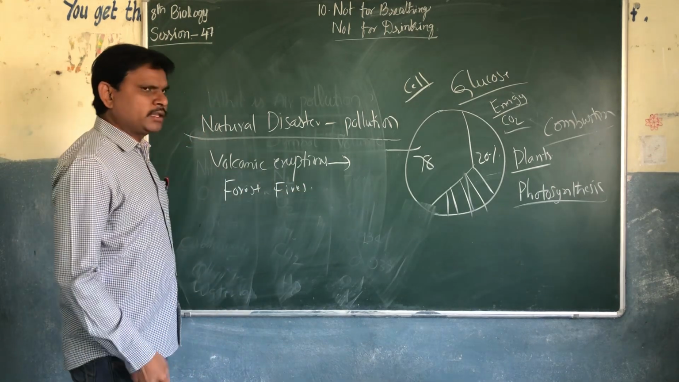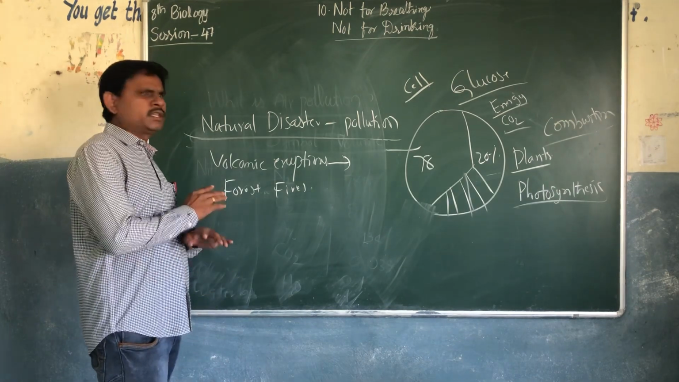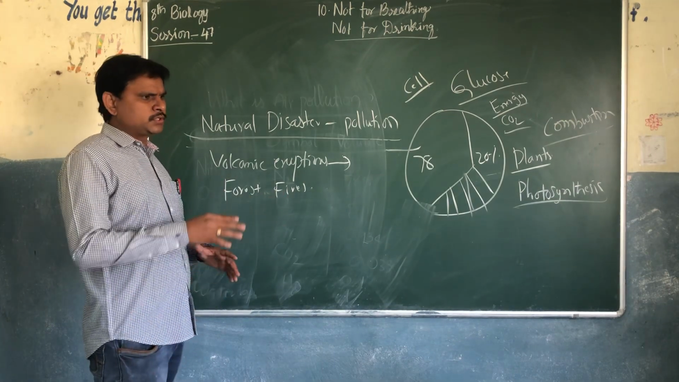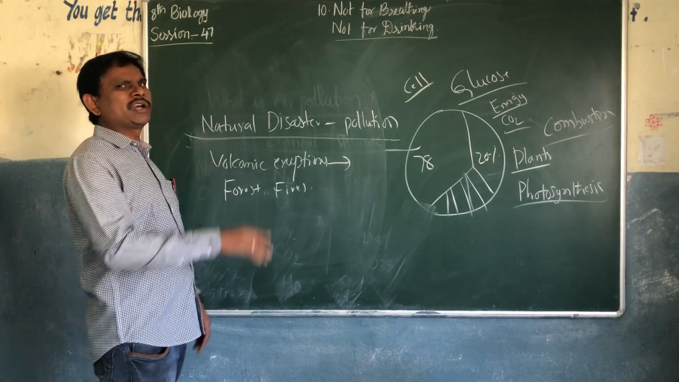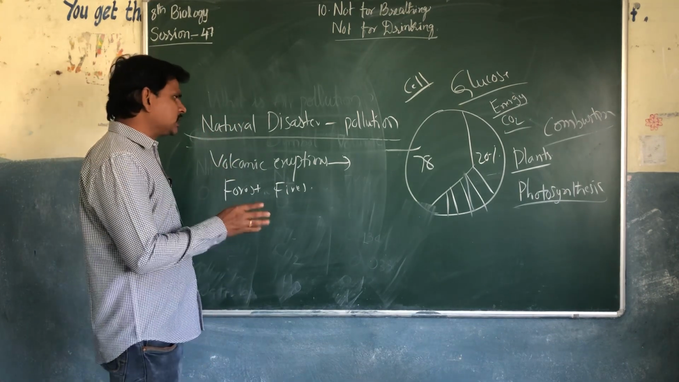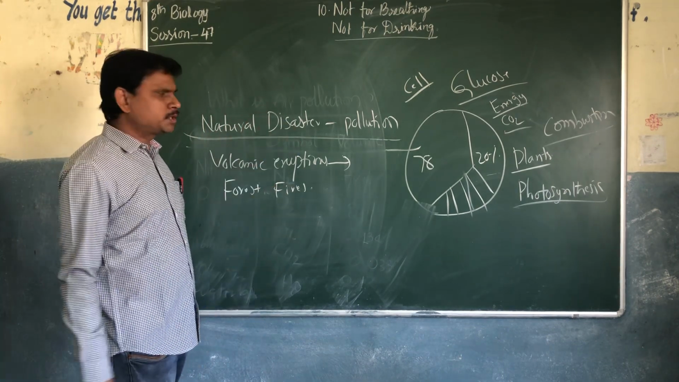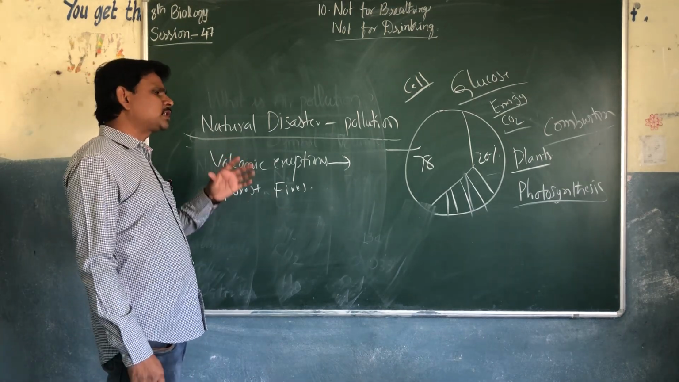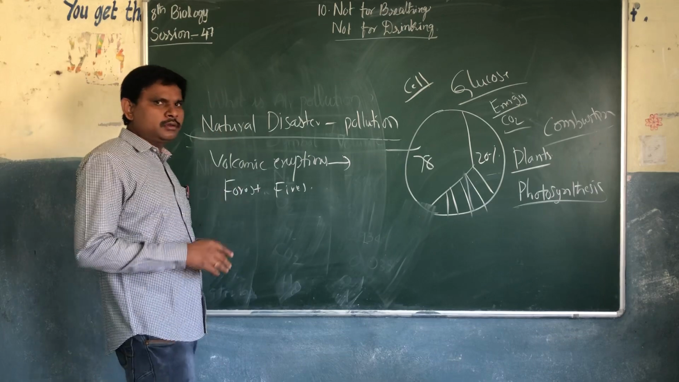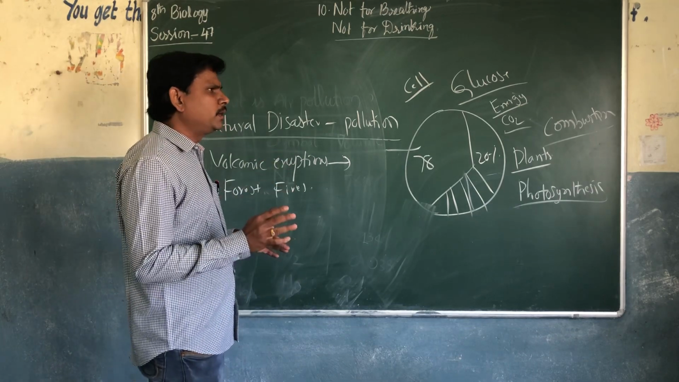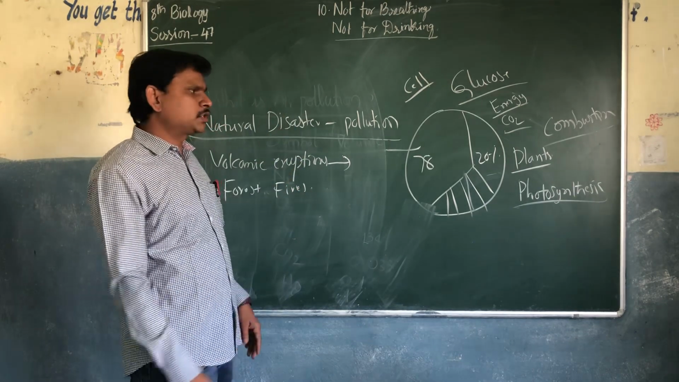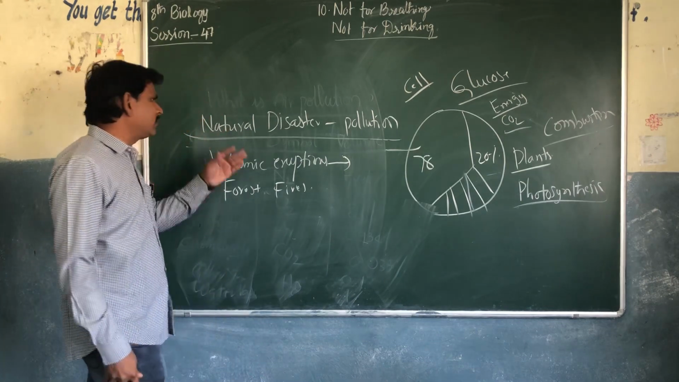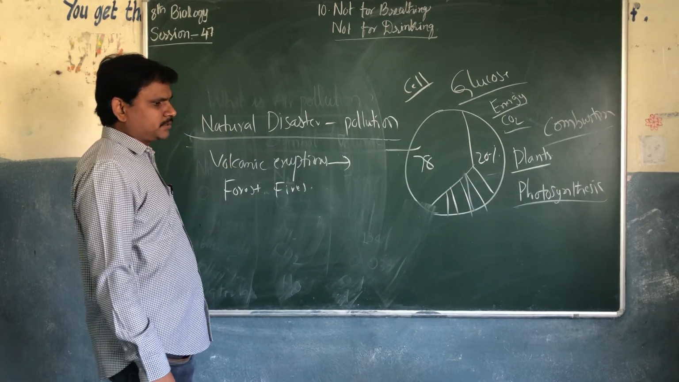When there is a fire in the forest, everything will be burned. The smoke will be released into the atmosphere. The dust particles will be released into the atmosphere. Air will be polluted. By volcanic eruptions also, the smoke and dust enter the atmosphere and it will be polluted. These are called natural disasters.